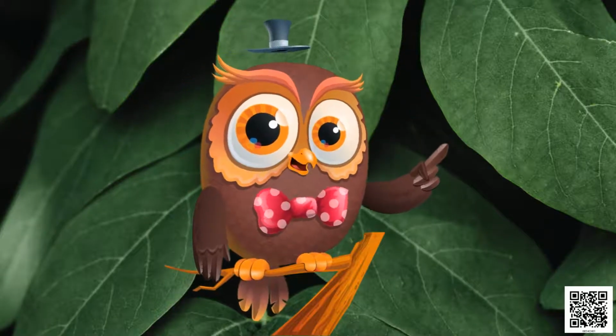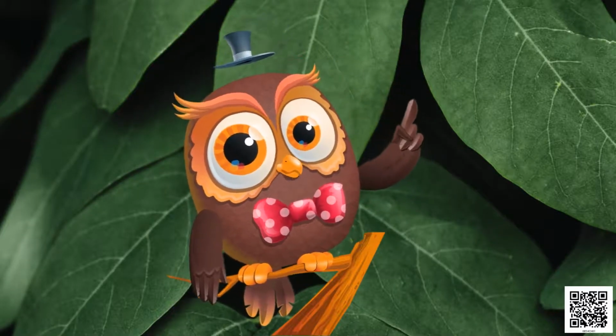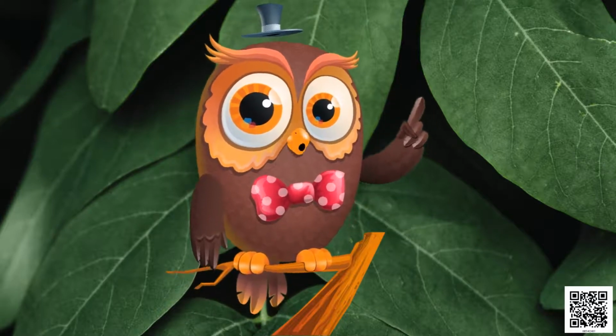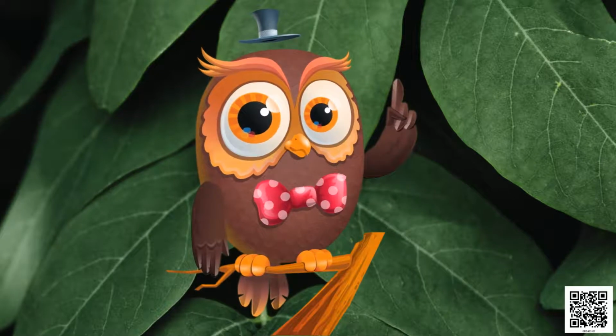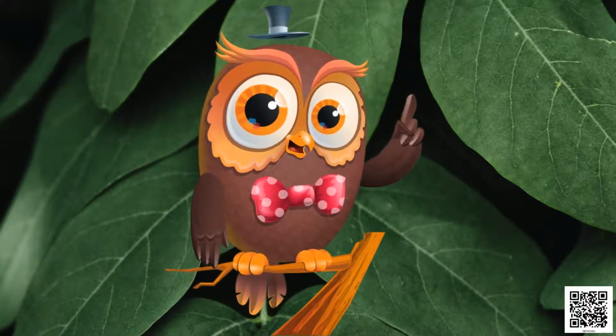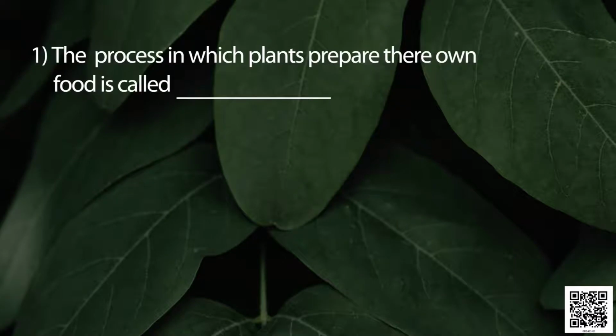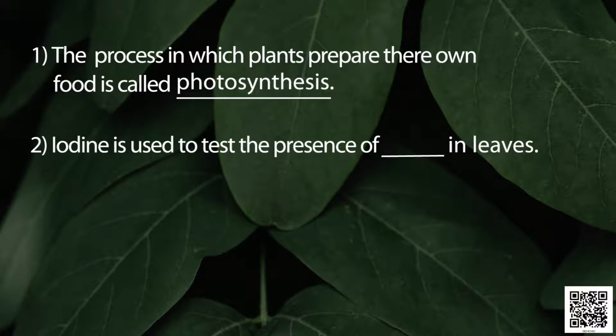In the end, I will ask a few questions and I hope that you all must be knowing the answers. So watch and listen carefully to these questions. The process in which plants prepare their own food is called? Yes, the right answer is photosynthesis. Iodine is used to test the presence of dash in leaves. Absolutely right. The answer is starch.